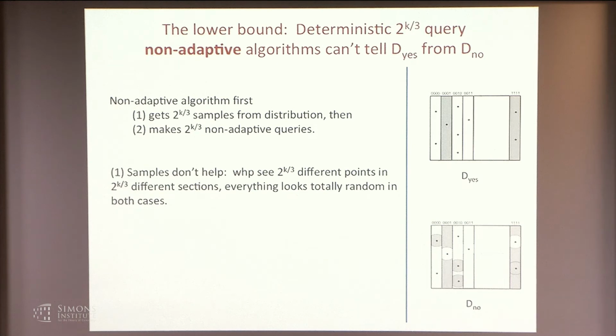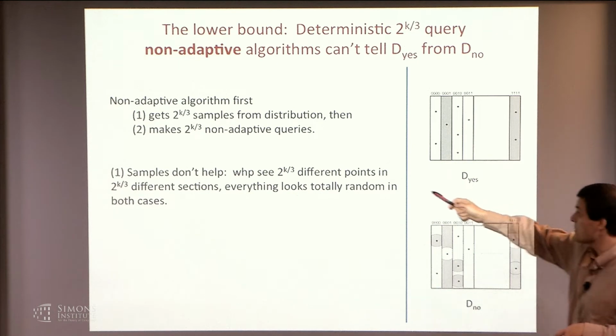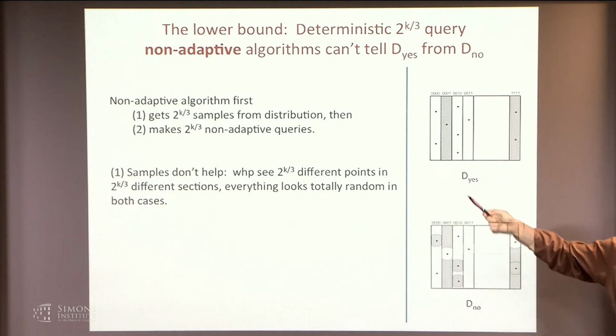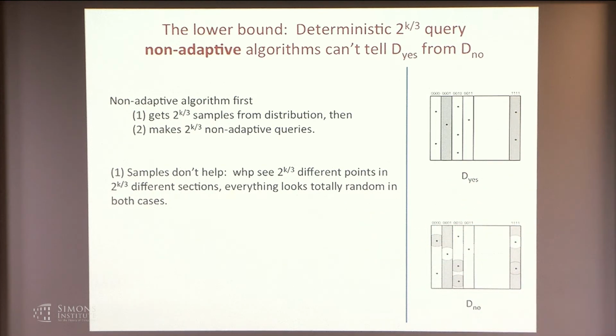We kind of have to show that the data we get in the first part doesn't help. These 2 to the k over 3 many samples aren't informative, and the 2 to the k over 3 many non-adaptive queries also don't help us. So it's kind of easy to see that the samples are useless, right? What are you going to see in the yes case when you make 2 to the k over 3 many draws from the distribution? Well, birthday paradox. You'll see a different point in every section with high probability, and that's exactly what you'll see in the no case.